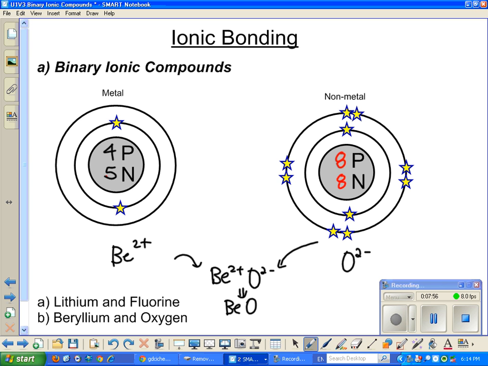And we can name it using the ion side of a periodic table. So you'll see that the name for this portion right here is called, surprisingly not, beryllium. And the name for this portion here, because it's a non-metal that gained electrons, is no longer oxygen, it's oxide. So the name of this compound is beryllium oxide.